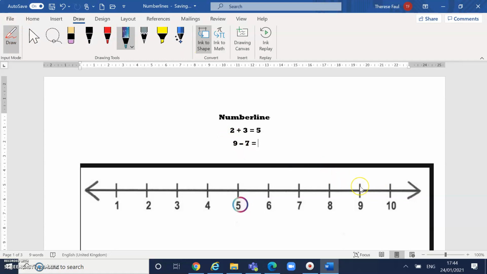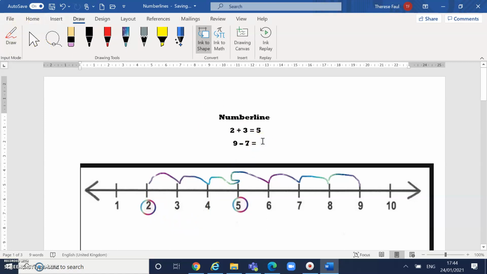And I start there. Now this time it's minus 7, so I'm going to move backwards on the number line. So 1, 2, 3, 4, 5, 6, and 7. Is that okay? And I end up at the number 2. Is that okay? So my answer is 2. I go back up here and I fill in my answer of 2.